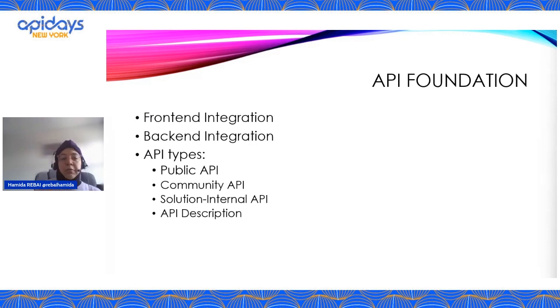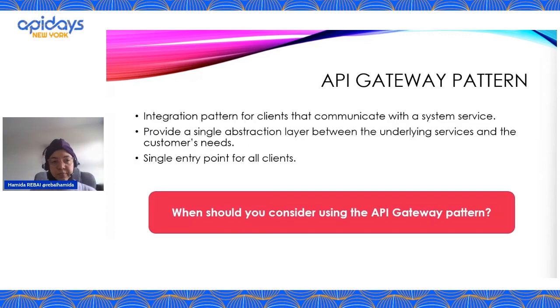And we have API definition that refers to the different documentation that will describe your API functionality, resources, parameters, response format, and any other important details needed for the different users.